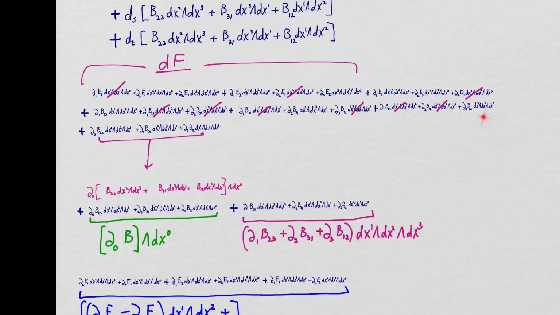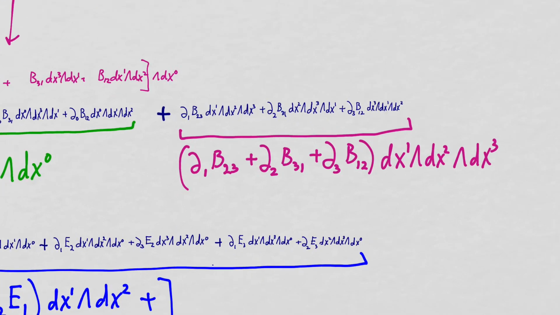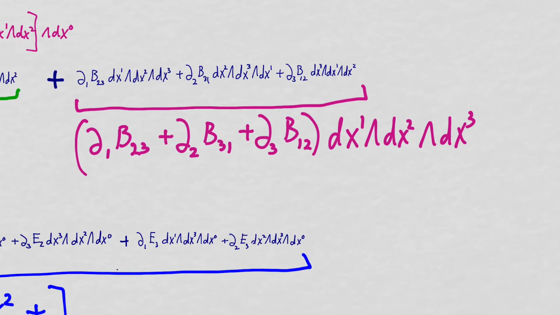And that all comes from this center line. Those 3 pieces can be combined to give us a partial derivative with respect to x1 of b23, partial derivative with respect to x2 of b31, partial derivative with respect to x3 of b12, times the basis 3 form. This basis 3 form is the purely spatial 3 form. Now remember, we're dealing with 4 dimensions. So 3 forms aren't one-dimensional anymore, right? 3 forms are 4-dimensional. And 4 forms are one-dimensional. So this is just a purely spatial 3 form.